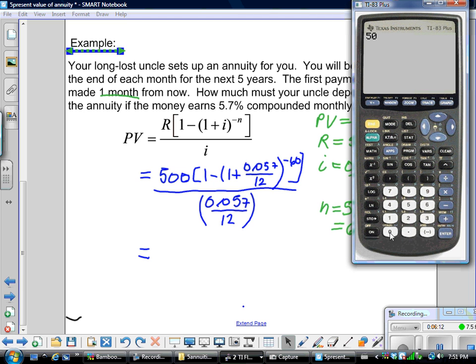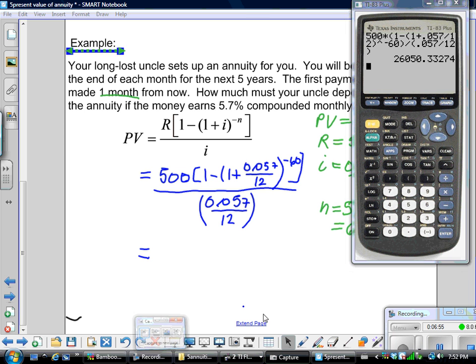So I have 500. I'm multiplying it by bracket 1 minus another bracket 1 plus 0.057 divided by 12, to the power of negative 60, and then I close the top bracket off completely. And I'm dividing it by, and as I said, I'm putting the denominator in a little bracket by itself as well so that I have no concerns as far as order of operations.